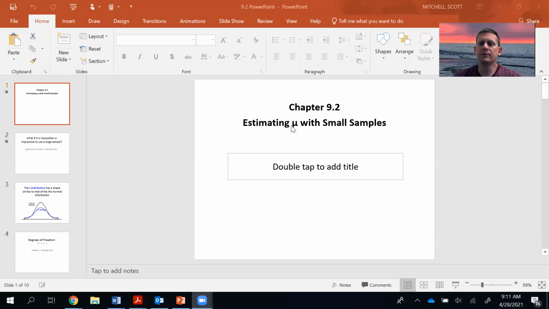Today we're going to continue with confidence intervals. We're going to take a look at confidence intervals when you're dealing with a small sample size. So we're trying to estimate a mean for small samples. Okay, so let me launch the PowerPoint here.